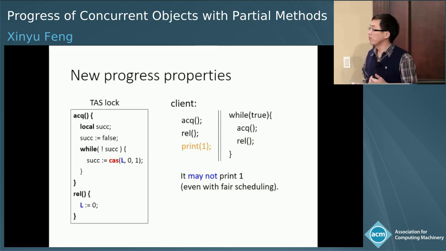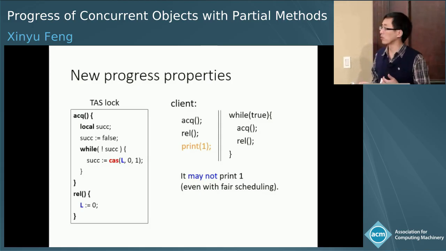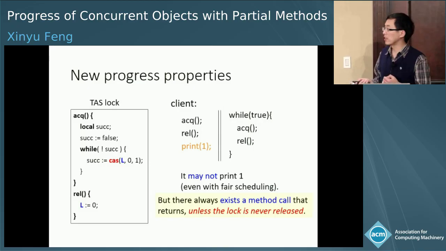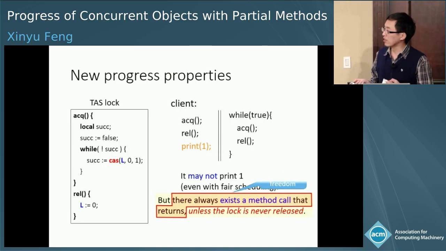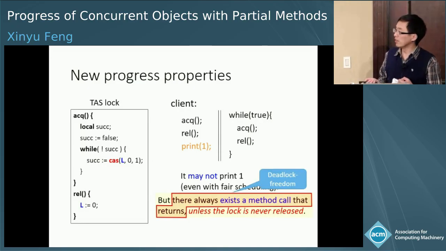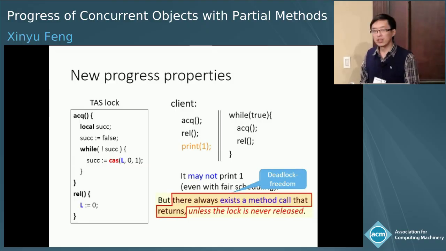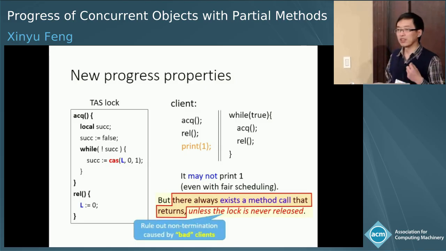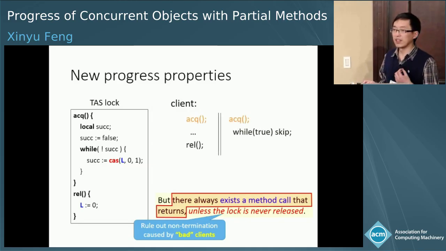That's because if we look at the whole program, it's still making progress. The failure of this thread occurs because the other thread is always successful, which means it guarantees that there always exists a method call that returns. And if we just look at this part, it's just the standard definition of deadlock-freedom. Except that for locks, we need one more side condition here. So we say unless the lock is never released by the client. This is needed to rule out non-termination caused by a bad client. So here, this is a bad client that causes deadlock.